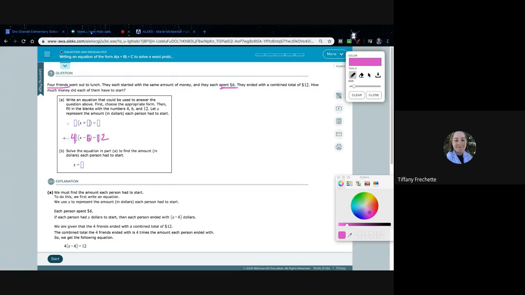Normally if you go to a restaurant or wherever it is they're going, you don't spend the exact same amount of money. So it says they're going out to lunch. So we have our equation now. We filled in our blanks, and then we're going to solve our equation. So we have 4 times the quantity X minus 6 equals 12, and we start solving this.